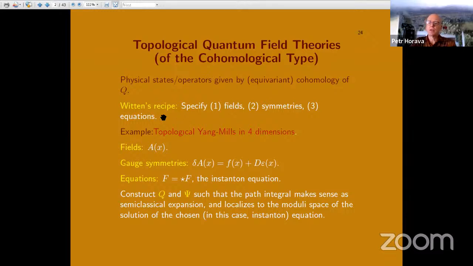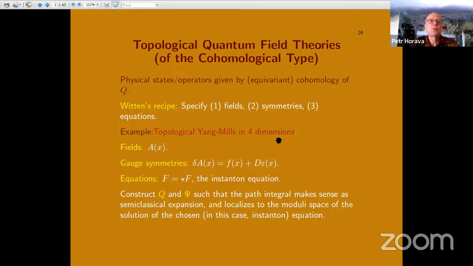Witten provided already in the early days, after constructing the simplest, most exciting examples of topological, cohomological type field theories, a recipe for how you can construct a broader class in principle of such theories. And that's exactly the recipe that we will be following for Perelman's Ricci flow. So you construct a theory by first specifying your gauge fields or matter fields that you want to start with. Then you postulate some set of symmetries, typically gauge symmetries. And then you choose suitable equations that will be used in order to gauge fix and localize the path integral to solutions of those equations.